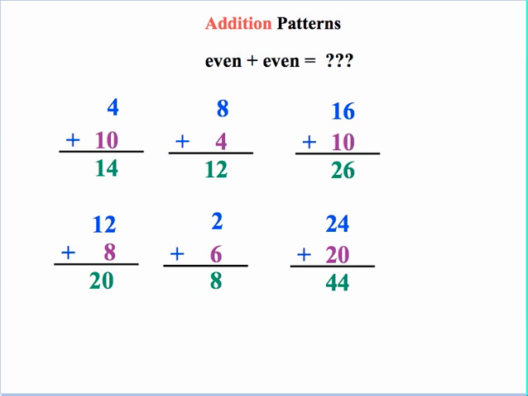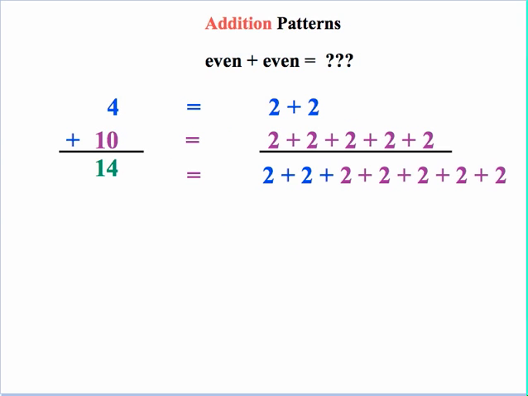It looks like the sums are coming out even. Now, any even number can be broken down to a sum of 2's because any even number is divisible by 2. So we take this example here, we can break the 4 to 2 plus 2. We can take the 10 and break it down to the sum of these 5 2's. And when we add them all together, we have a bunch of 2's that come out to be 14.